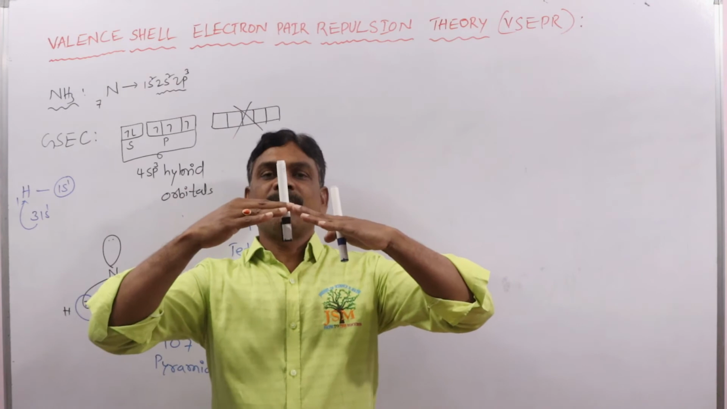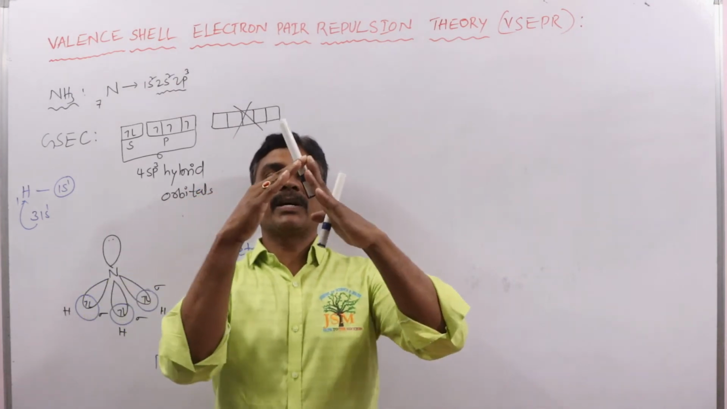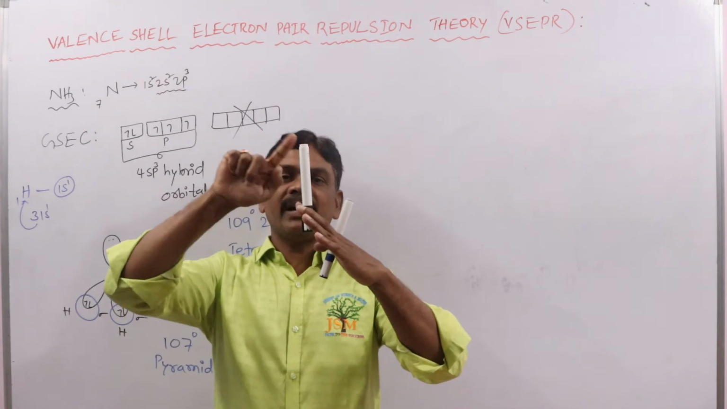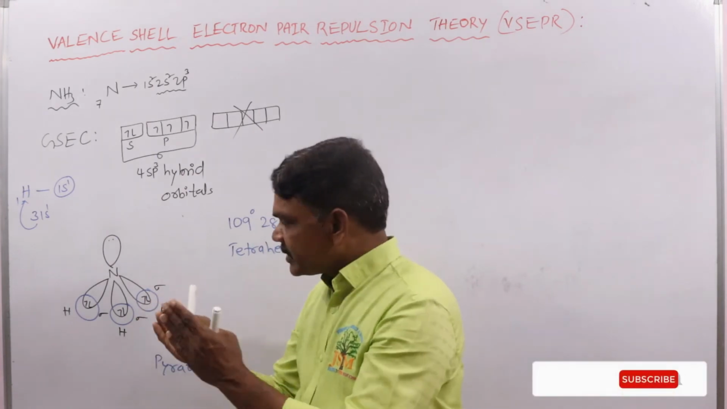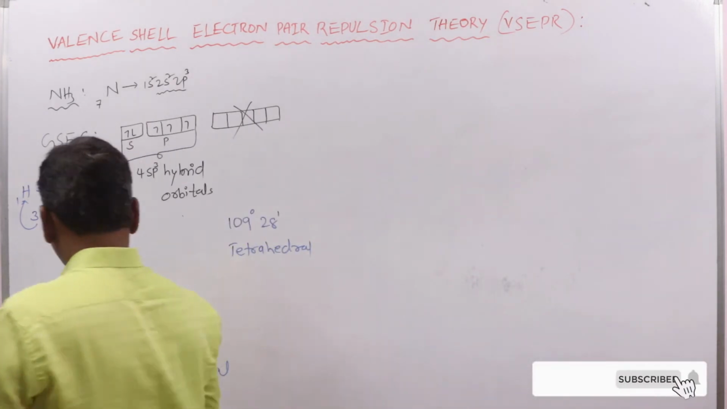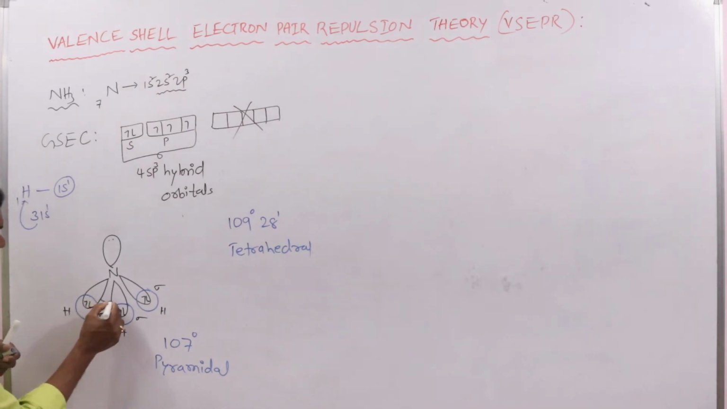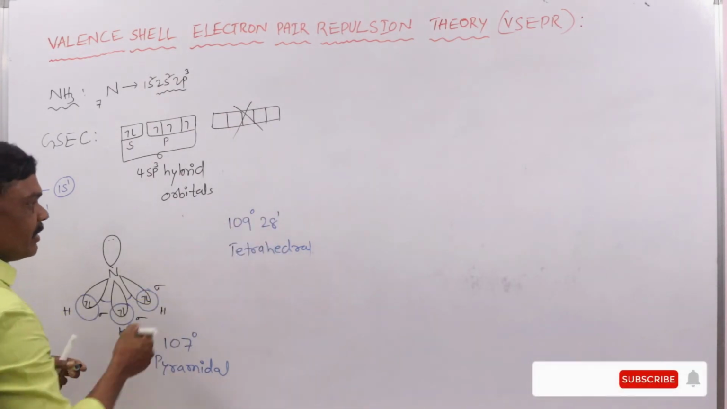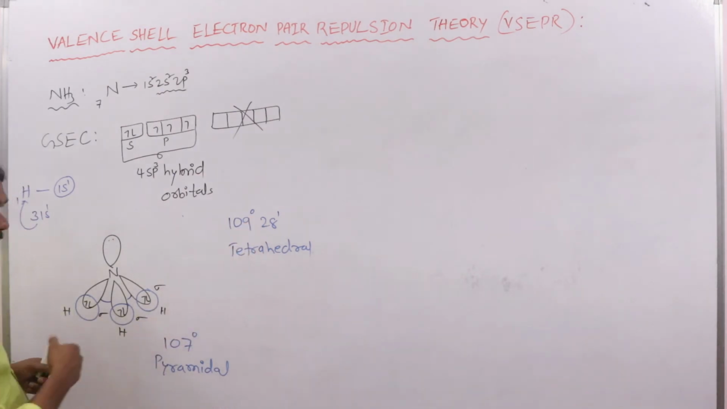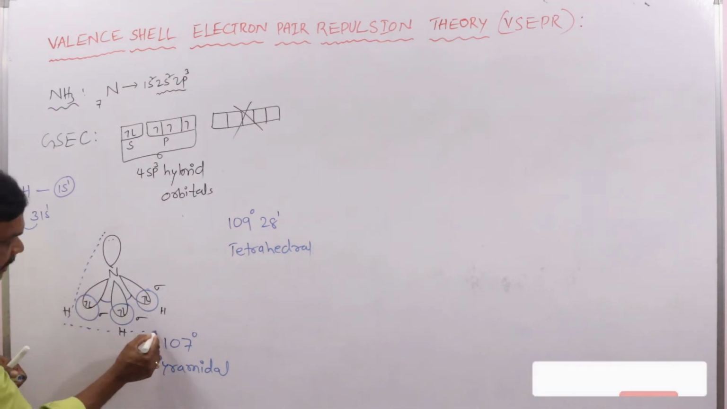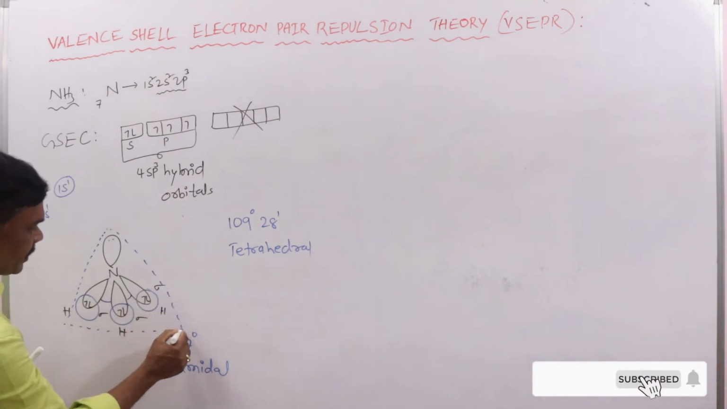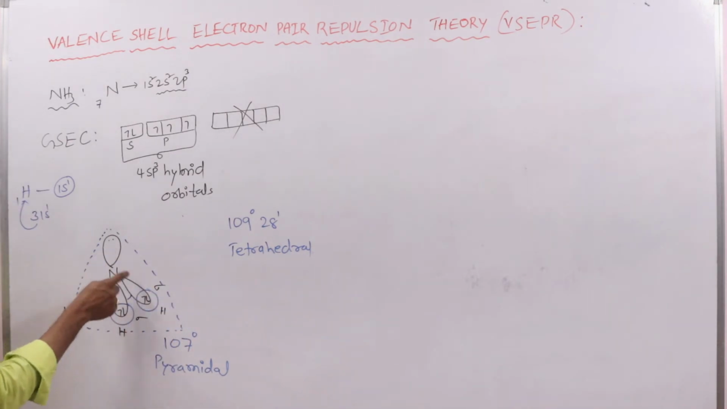Due to the repulsion of the lone pair, these bond pairs move towards each other, so the bond angle decreases. Instead of 109 degrees 28 minutes, here it is 107 degrees. Instead of a tetrahedral structure, it is a pyramidal structure. This is the pyramidal structure of the ammonia molecule. Here there is a lone pair, and these are bond pairs.